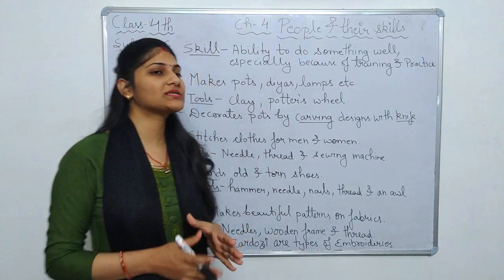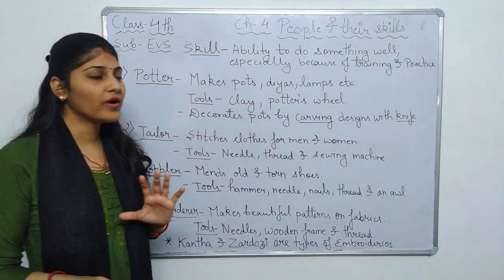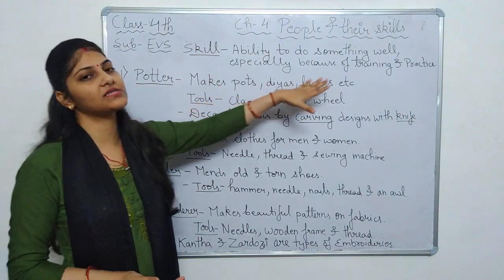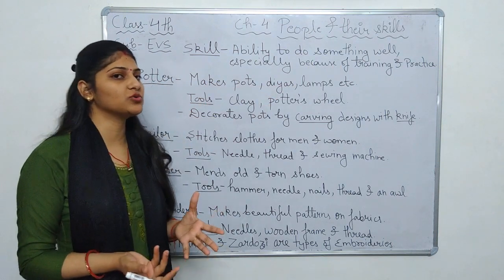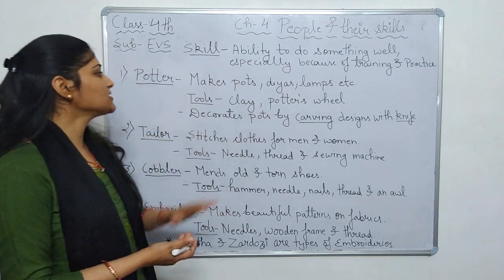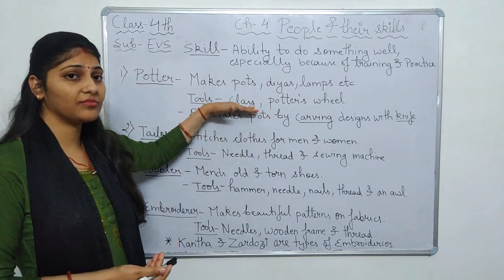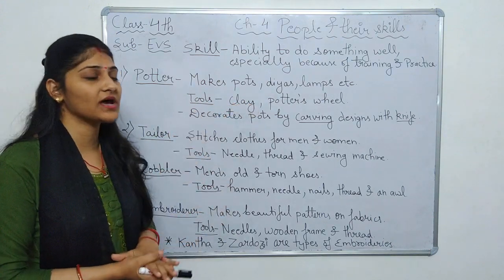So first we start with the potter. Potter, what does he do? He makes pots, diyas, lamps, etc. Now let us understand the different tools he uses for making pots, diyas, lamps, etc. Now these tools are the clay, the important thing, the clay. He uses clay for making pots and diyas.